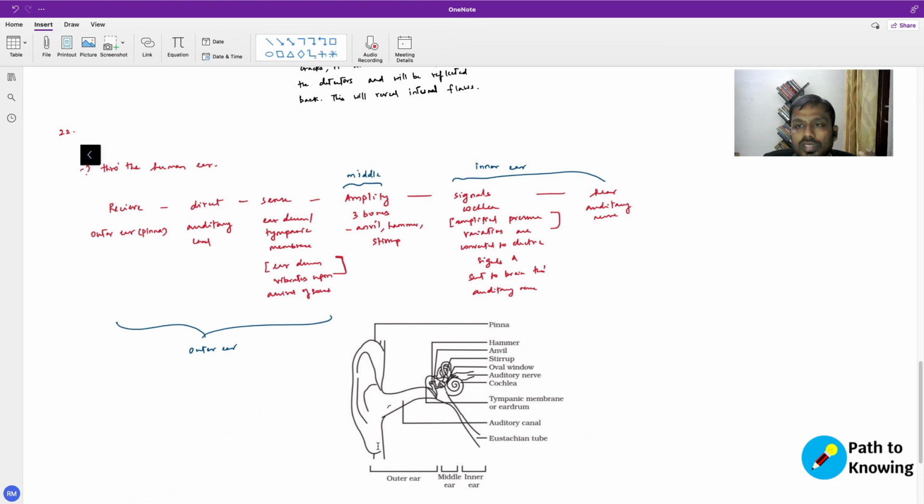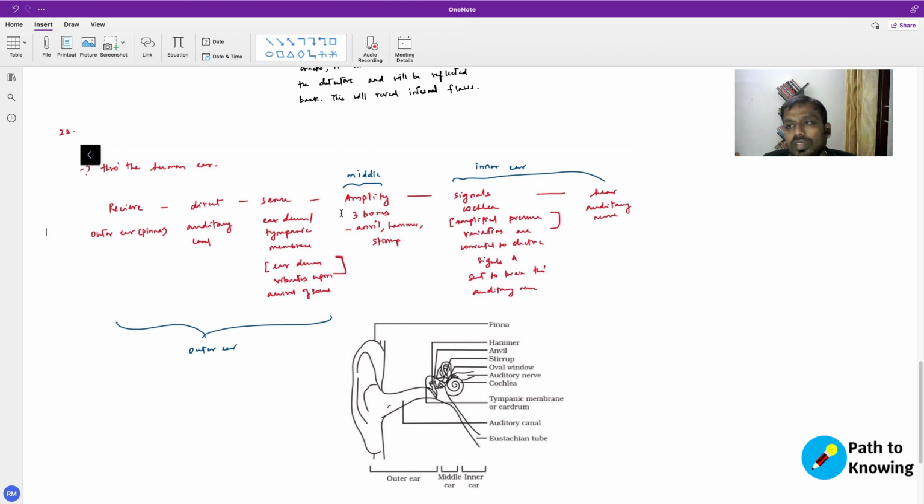So the pinna's job is to receive those sound waves and then direct all those sound waves to the middle ear, and that is done through the auditory canal. So the purpose of the auditory canal is to direct all the received sound waves to the middle ear. And the last part of the outer ear is the sense, and that's where we have the eardrum. So all the vibrations are to be felt on the eardrum, which also vibrates. And that's the starting, which means that it has sensed. Our ear has sensed the sound wave.